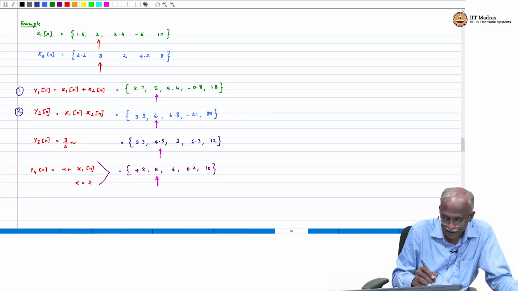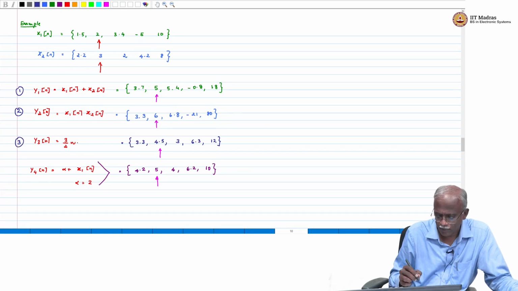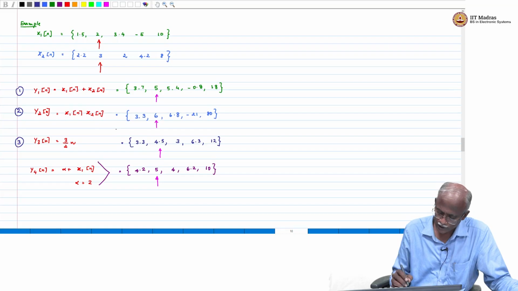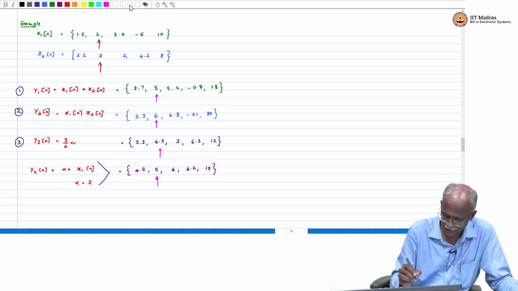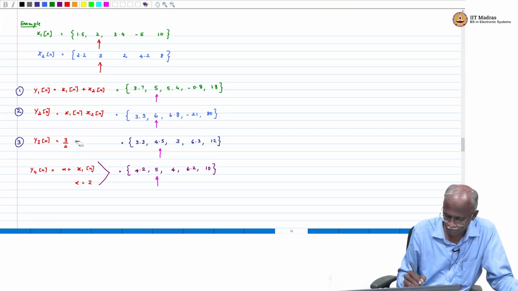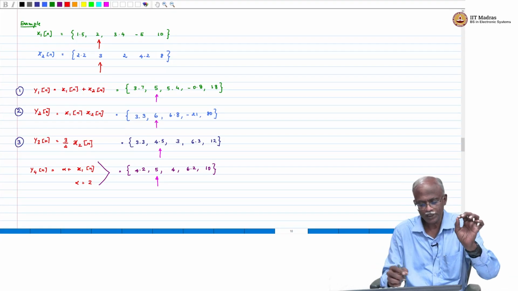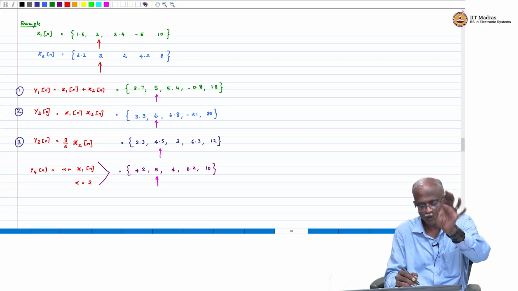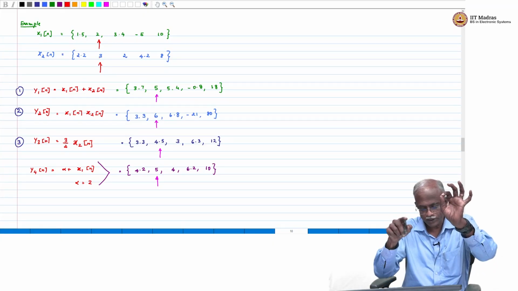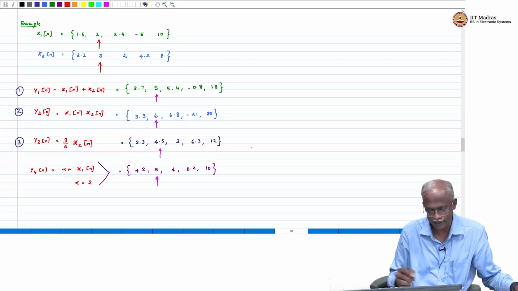The multiplication by a scalar: you take the sample, 3 by 2 times x2 of n, not 3 by 2 of n, 3 by 2 times x2 of n. Okay. So, whatever is the sample value, multiply by 3 by 2. So, take n equal to 0, 3 by 2 times 3. So, 3 times 3 is 9, divided by 2 is 4.5, and you can check all these samples.